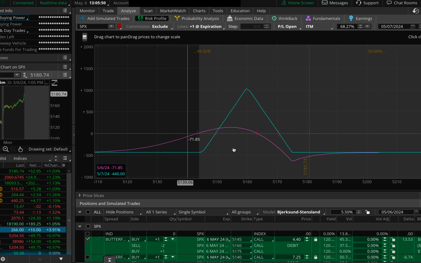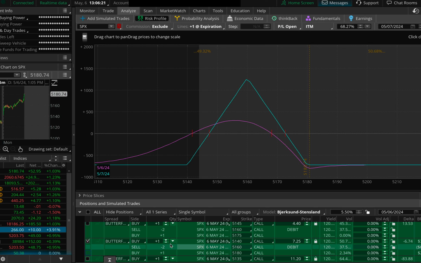Trade number 2 is the 20-point wide, and this one is outside the 10 as well at maximum value down there. So this one would have been a loss of 725 if we did nothing, just put it on and walked away, and it settled right there.